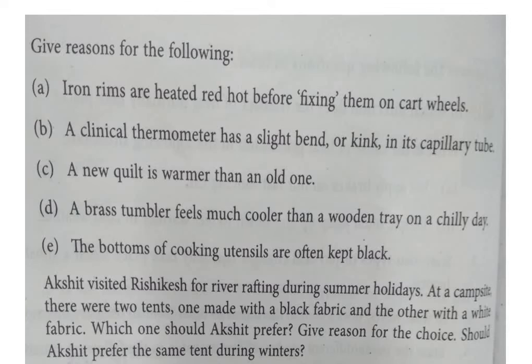A brass tumbler feels much cooler than a wooden tray on a chilly day. The brass tumbler is made of metal. Metals are good conductors. Wood is a bad conductor. So the heat is lost from the brass tumbler very quickly to the surroundings. But the wooden tray, which is made of wood, is a bad conductor of heat, so it does not lose its heat.